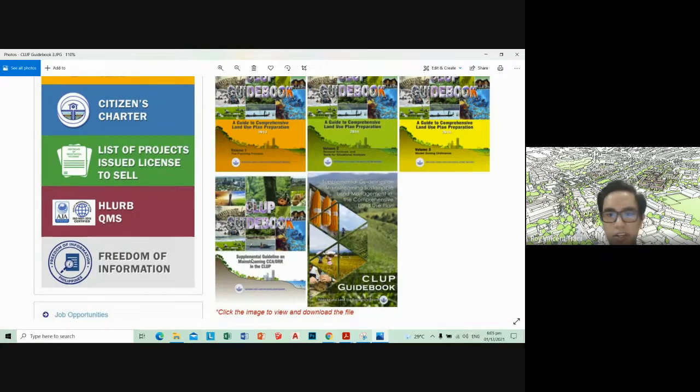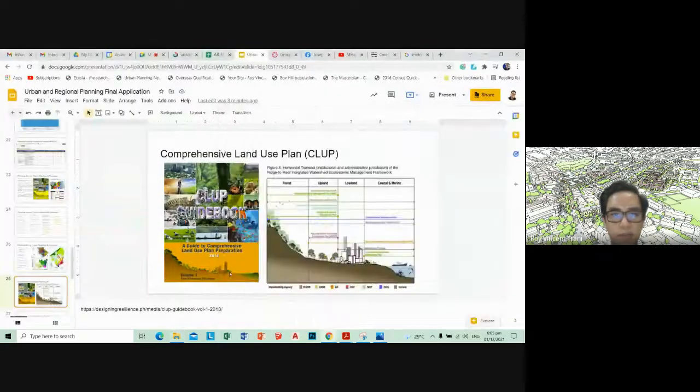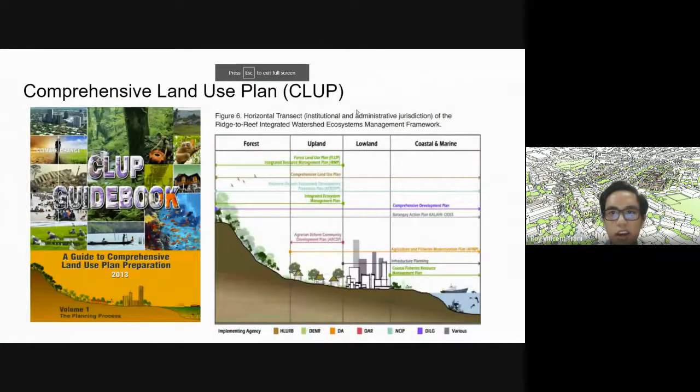And then over here, supplemental guideline on mainstreaming CCA/DRR in the CLUP. So this is like land use and from ridge to, I forgot what the term was. Let me present here. It's over here. What they call Ridge to Reef Integrated Watershed Ecosystems Management Framework. So, what kind of framework or plan handles the forest management? What kind of plan handles the ancestral domain, integrated ecosystem, agrarian reform, agriculture and fisheries modernization plan, infrastructure planning, coastal fisheries, and comprehensive development plans?